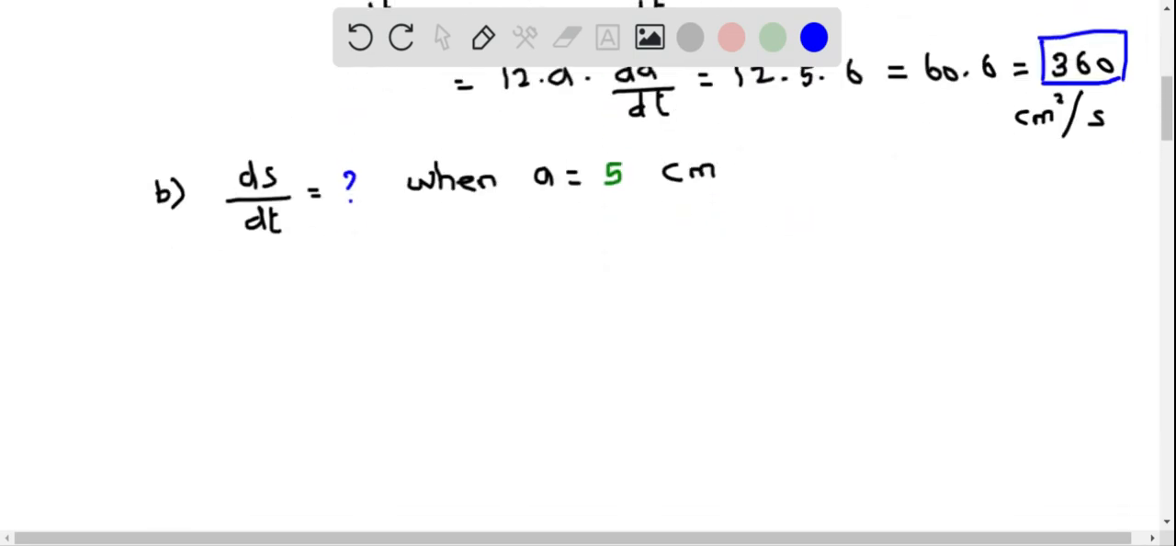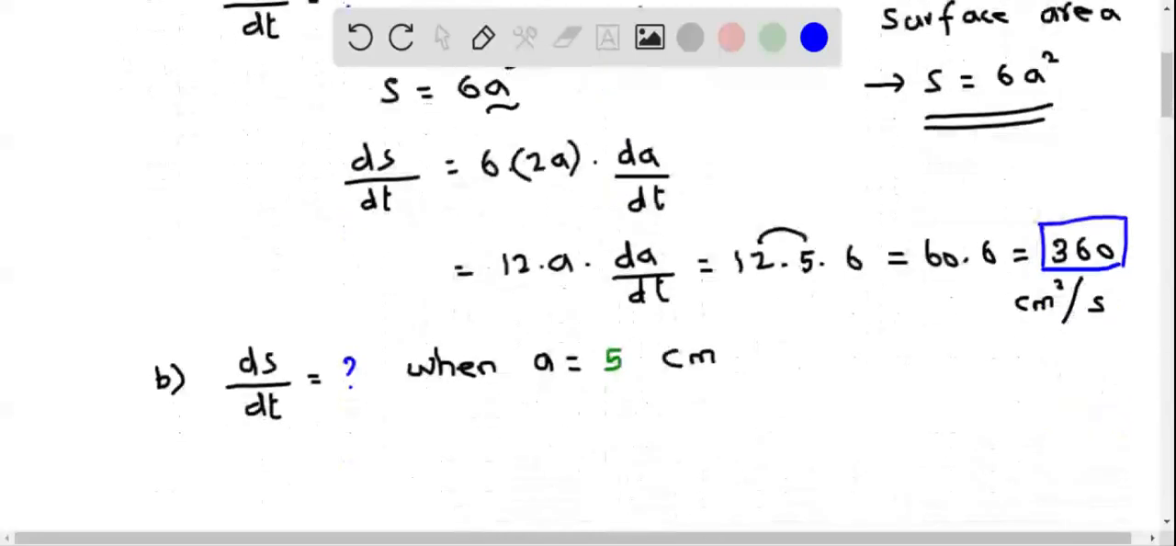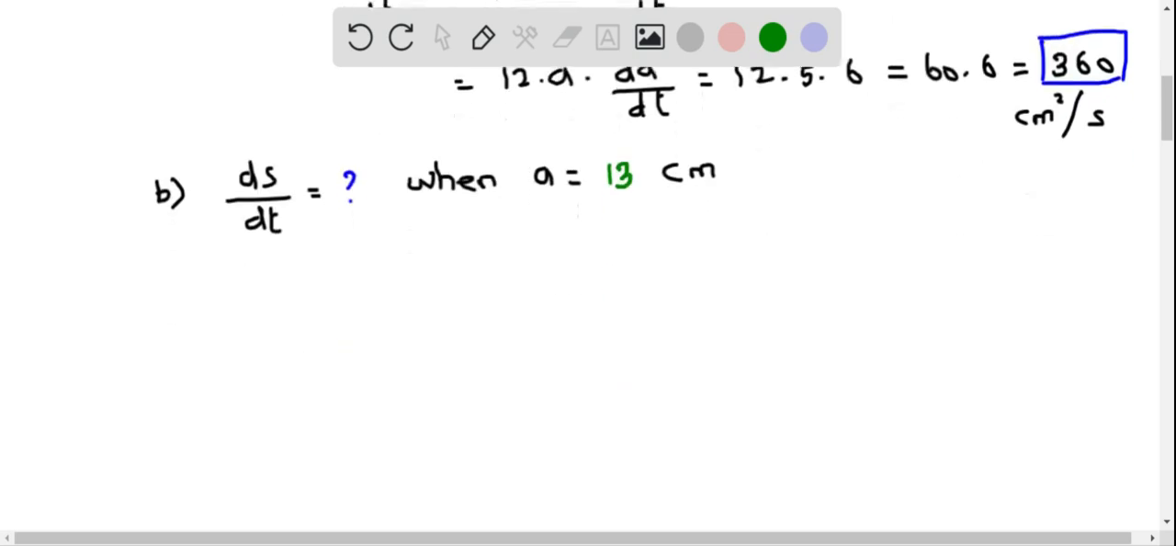Now let's do part B. In part B, we have to determine this rate of change of surface area when this one is actually 13 centimeters. So let's have this as 13 centimeter. Now let's determine the rate of change of surface area.